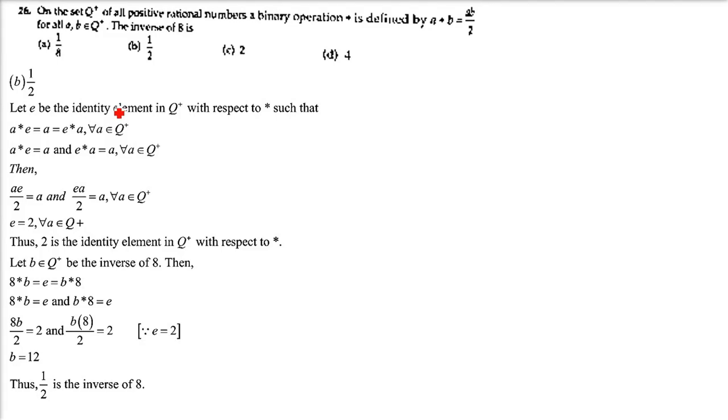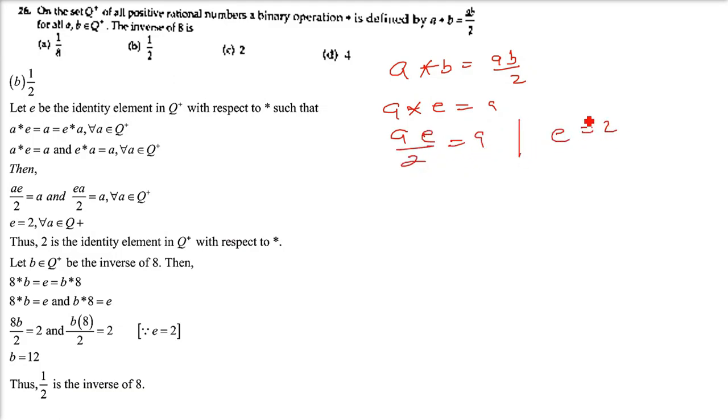On the set Q plus of all positive rational numbers, a binary operation star is defined by A star B equals AB by 2 for all A, B belongs to Q plus. The inverse of 8 is, so A star B is AB by 2. Okay, so we'll find out the identity element. A star E equals A. A star E is AE by 2 equals A. From here you get E equals 2.